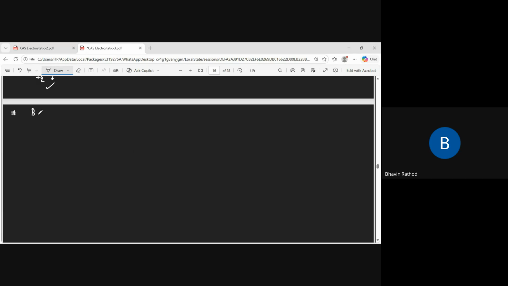Because of the 2 positive charges, let's see what we have. This is plus Q here, this is plus Q here, this is the center, and point P is here. This distance is r, and this angle is theta.